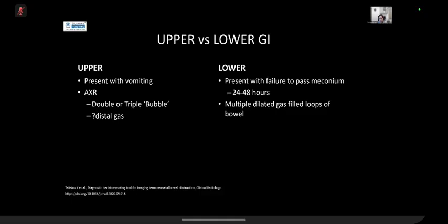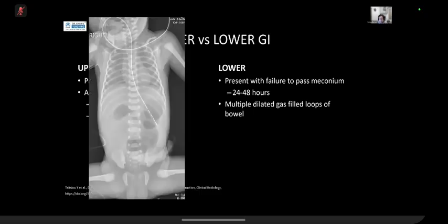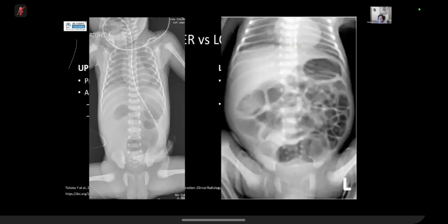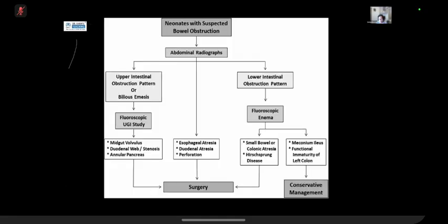And in lower GI obstruction, you have failure to pass meconium because something's blocked. Often, as you wait 24, 48 hours, if there's a lower GI obstruction, you'll see multiple dilated gas-filled loops of bowel. So here's an example of upper GI obstruction, where you can see just two or three really quite prominent gas-filled bowel loops, and you think, is this some form of atresia? Would this be a jejunal atresia? And of course, that's the other one. You just get a lot of gas-filled bowel loops, and you're thinking this is more of a lower GI obstruction. Here is a little table of how we think about this.